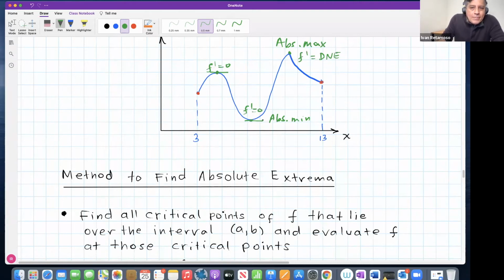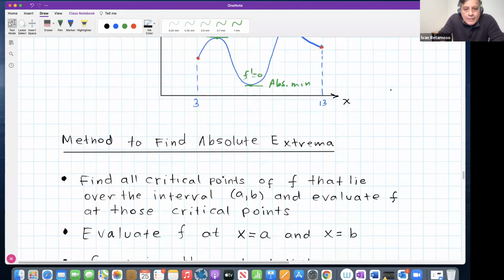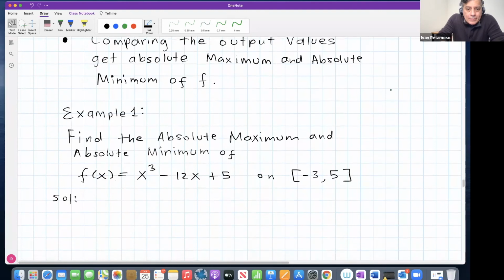There is going to be an applet on your homework where they're going to ask you to identify the critical points. Always go to the top of the mountain, the floor of the valley, right? And where the derivative doesn't exist, where you find these cusp corners, go there. All right, so let me explain to you how this works.